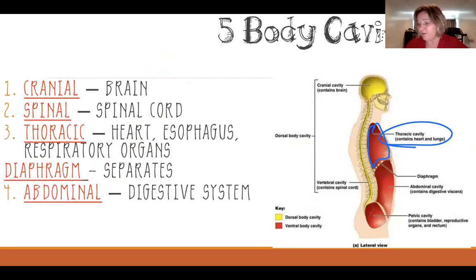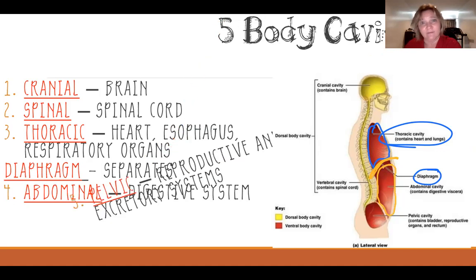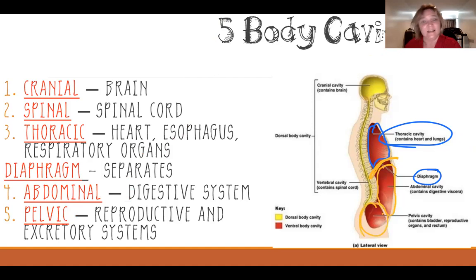Then in between the thoracic cavity and the abdominal cavity is the diaphragm. The diaphragm is a muscle that's kind of convex, and the contraction of the diaphragm is what allows you to breathe. Again, I'll talk about that in the next chapter. Then you have the abdominal cavity, which contains the organs of digestion. And finally, you have the pelvic cavity, which contains the reproductive and excretory systems.